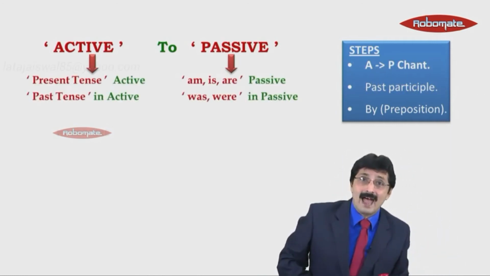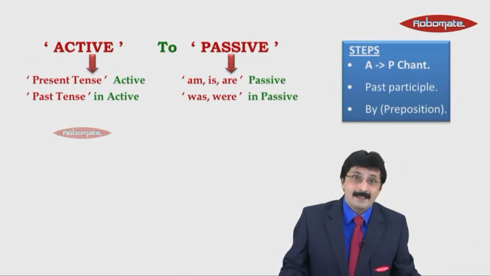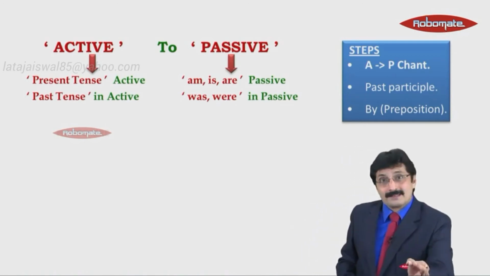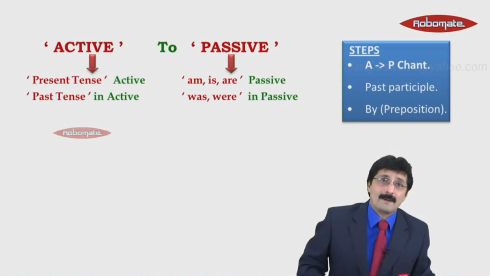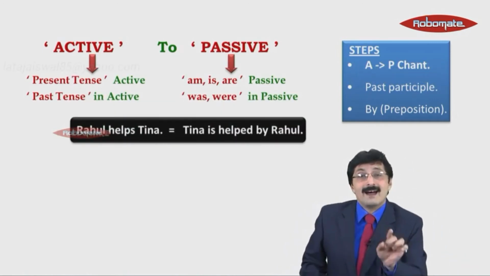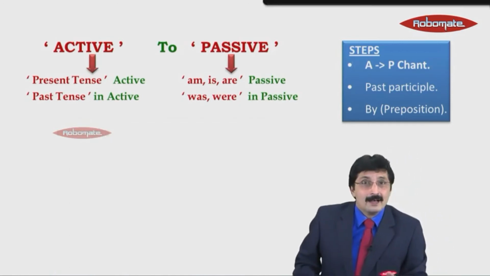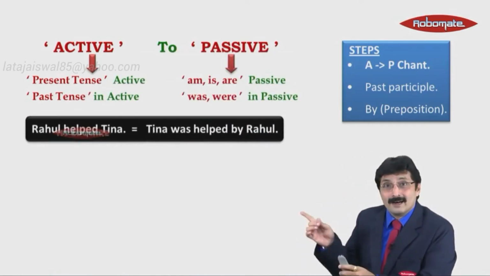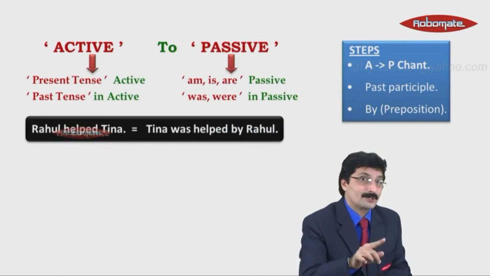Here are the first 2 lines of the chant. Present tense active, am, is, are passive. Past tense inactive, was, were, and passive. Simple. I'm repeating. Present tense active, am, is, are passive. Past tense inactive, was, were, and passive. Here it is. Rahul helps Tina. Tina is helped. Am or is or are in the passive. And Rahul helped Tina. Tina was helped. Past tense inactive, was, were, and passive.